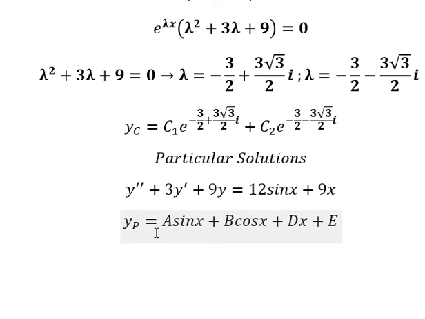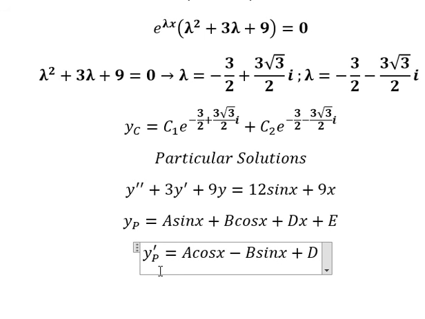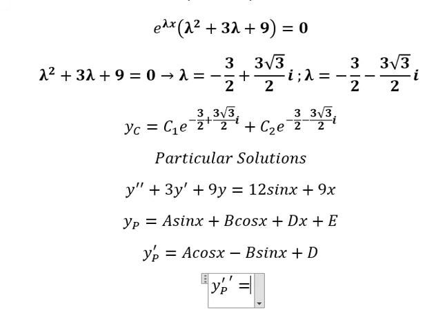Now, if we do the first derivative of this one, we have a cosine x minus b sin x plus d. Now, if we do the second derivative from here, we have negative a sin x minus b cosine x.